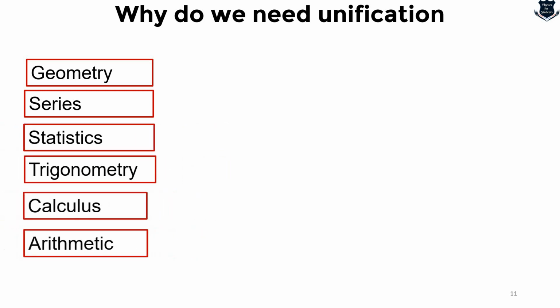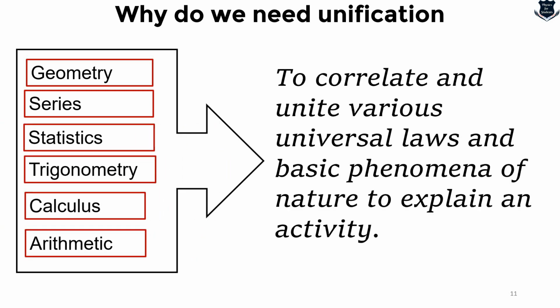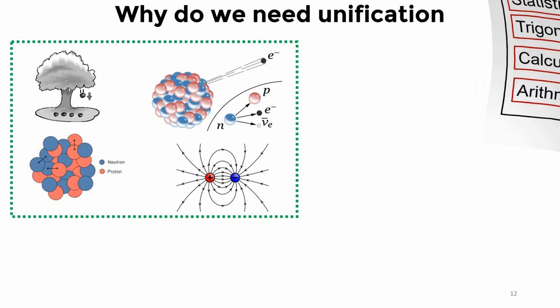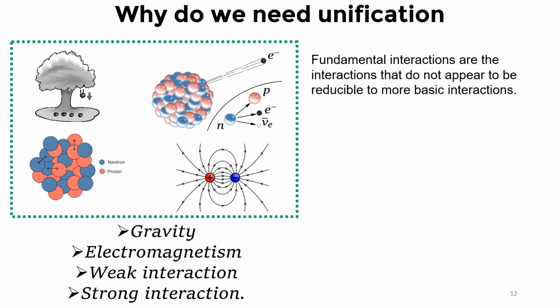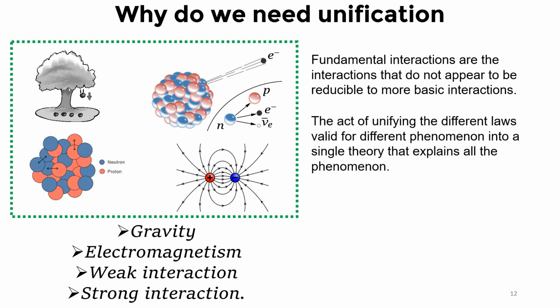So even in mathematics, when we learn geometry, series, statistics, trigonometry, calculus, arithmetic, all these basically aim at this: to correlate and unite various universal laws and basic phenomena of nature to explain the activity. So the basic idea of unification is to take everything and put it in one simple basket so that things are useful. So all these forces of nature: gravity, electromagnetism, the weak force, which is responsible for radioactive decay, and the strong force. The basic understanding is that fundamental interactions are the interactions that do not appear to be reducible. That is the definition of a fundamental interaction.